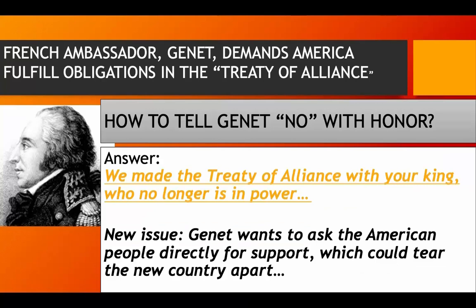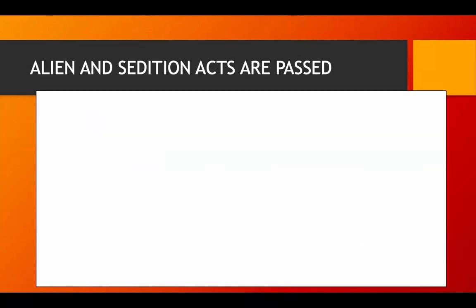Now, how do we handle Citizen Genet, who is actually raising up a number of people who are willing to fight the U.S. government to be able to go to France and get involved in this massive conflict? And so the United States, for the first time ever, is going to pass our very first deportation act, called the Alien and Sedition Acts, which are more than just trying to get rid of Citizen Genet. It's also designed to silence critics, of which Genet is one.